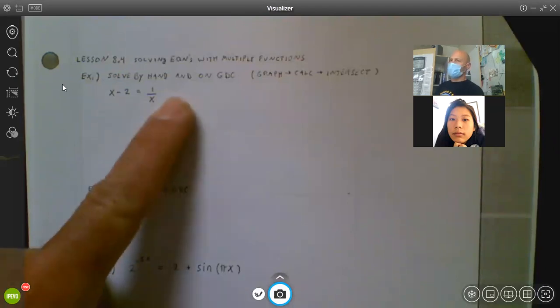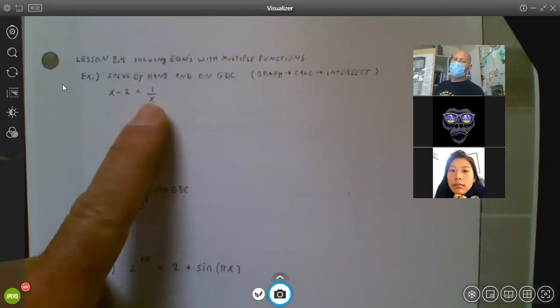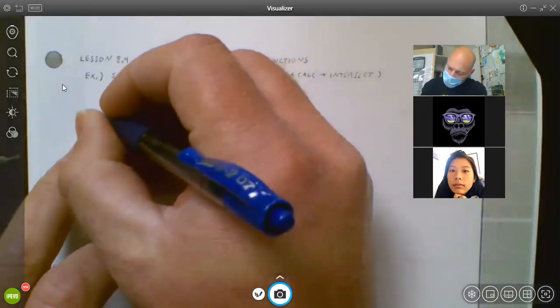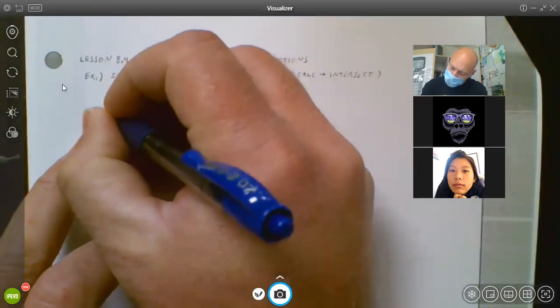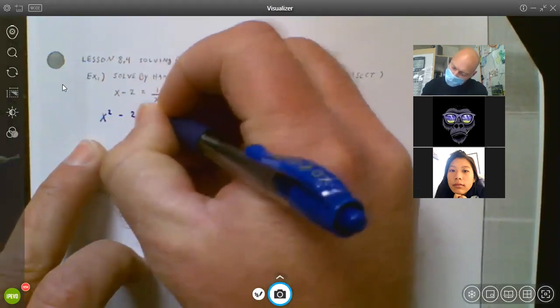I could add 2 to the other side. Multiply the x on the right to the left. Yeah, so whether you added 2 or not, the main thing is get rid of the fraction, right? So we get rid of the fraction by multiplying everything by this denominator. So I'm simply going to multiply x over to the other side. So it's going to become, and it will distribute, x squared minus 2x equals 1.